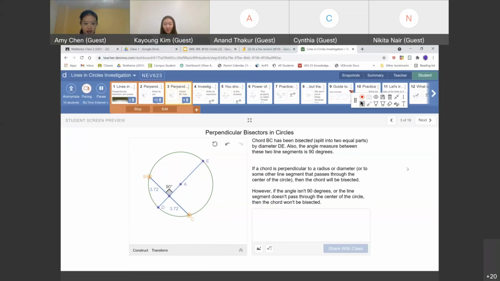Whenever you have a chord like chord BC and you draw a perpendicular line that bisects it, then that line is always going to be a diameter, like DE. However, it has to be perpendicular and it has to split it in half in order to be a diameter. Otherwise, it's just a random line in the circle. So, are there any questions about perpendicular bisectors?